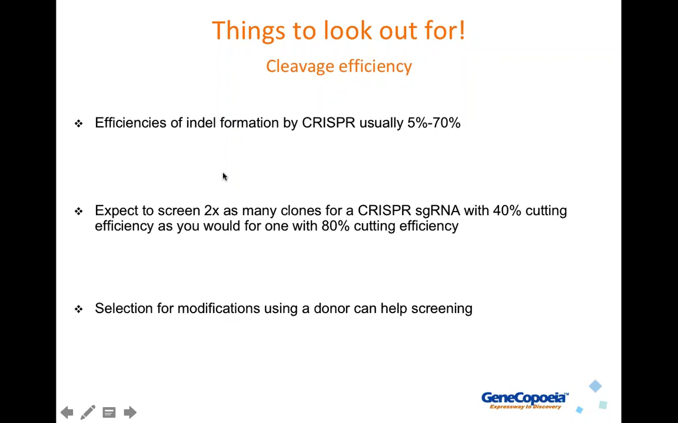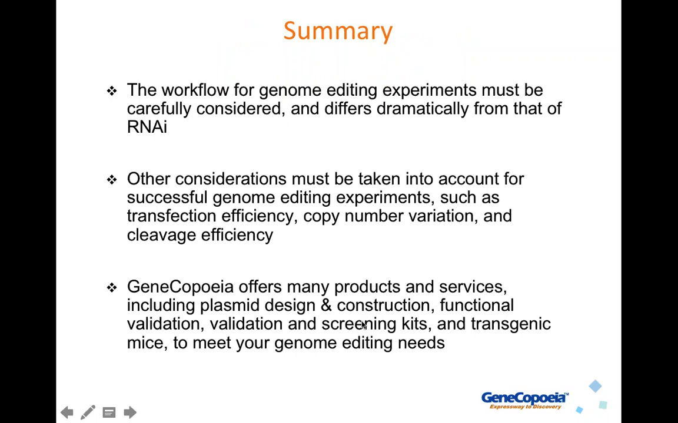And so, again, this is a highly simplistic thing, but you might expect to screen twice as many clones for a CRISPR single guide RNA with 40% cutting efficiency as you would for one with 80% cutting efficiency. And so selection for modifications using a donor can help that screening. So, again, this is all about trying to predict how many clones you might need to screen in your project. We usually recommend screening anywhere from 20 to 100, but these different factors can influence the number of clones you actually screen. All right, so with that, I'm going to summarize.